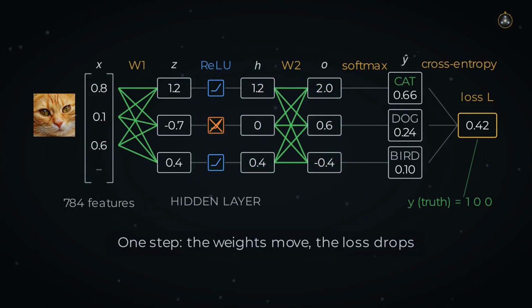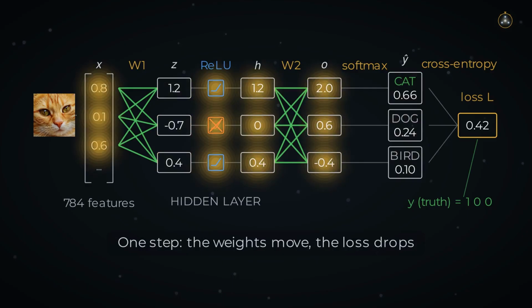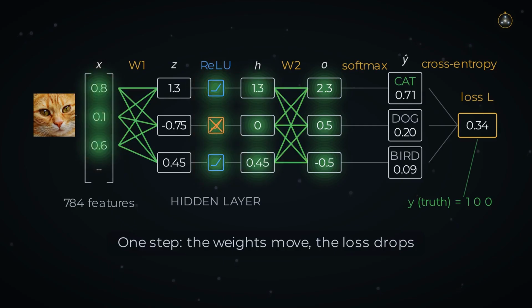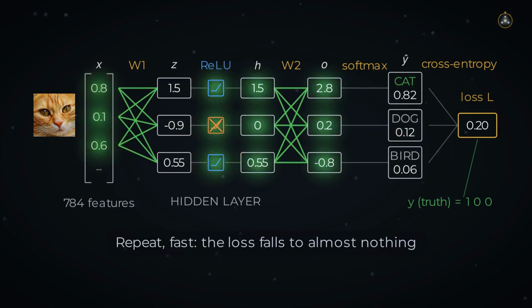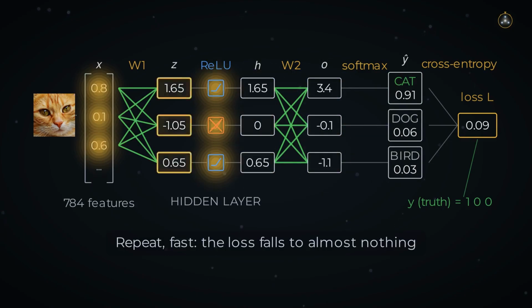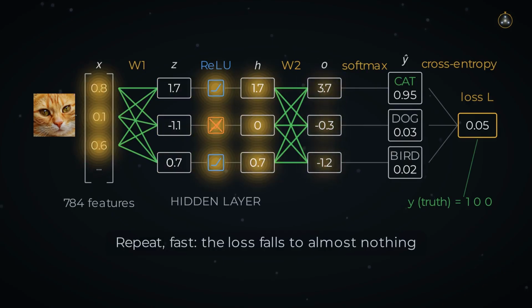Now we use those gradients. Take one step downhill. Every weight shifts a little, the numbers across the net update, and the loss drops. That is a single training step. Then do it again and again, faster and faster. Each pass the values change, and the loss keeps falling until it is nearly 0. Run backward for the gradients. Take a step, repeat. That is how a network learns.